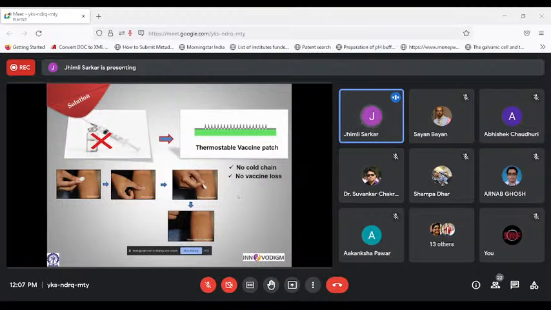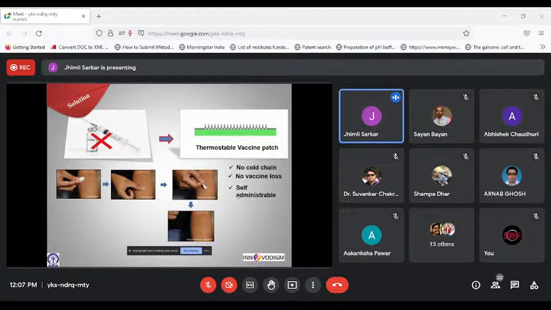Because when you open a pentavalent vaccine vial, almost 60 to 80% of the vaccine is lost on average because of certain conditions, like people not coming at the proper time, or a health worker not being capable of administering the vaccine. These are all problems which result in vaccine loss.